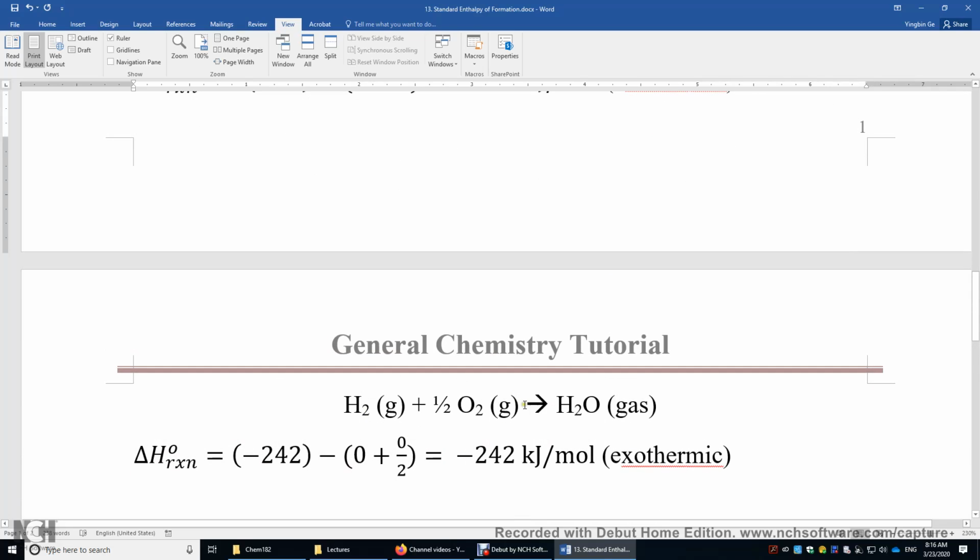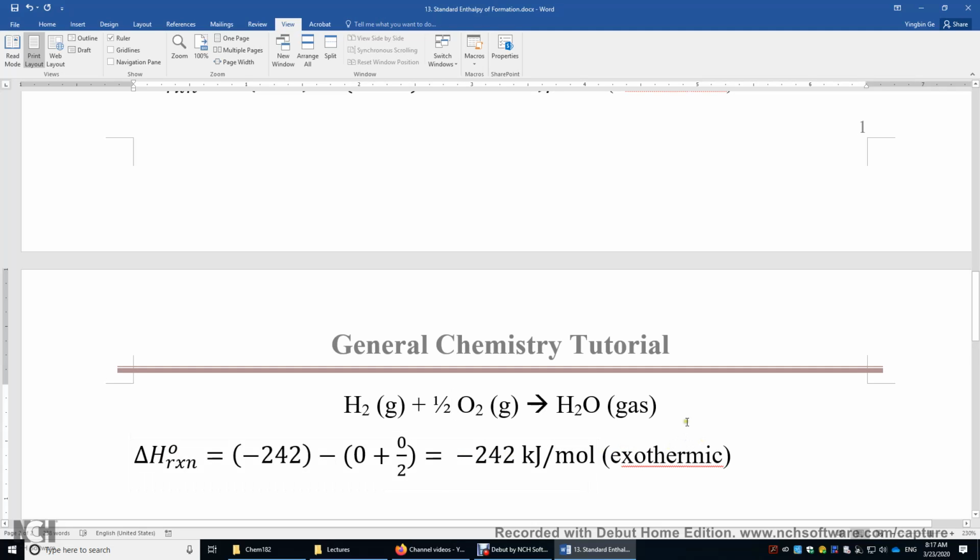Hydrogen combusts in oxygen. Again, we do the same thing. We have one water. The enthalpy of formation of water is negative 242. And minus the reactants. For hydrogen it's 0. For oxygen it's 0. Again, we're talking about the standard enthalpy of reaction. We assume all chemicals are in the standard state. The result is negative 242.